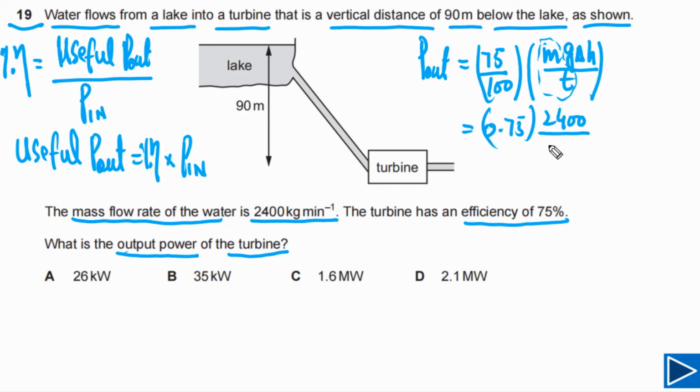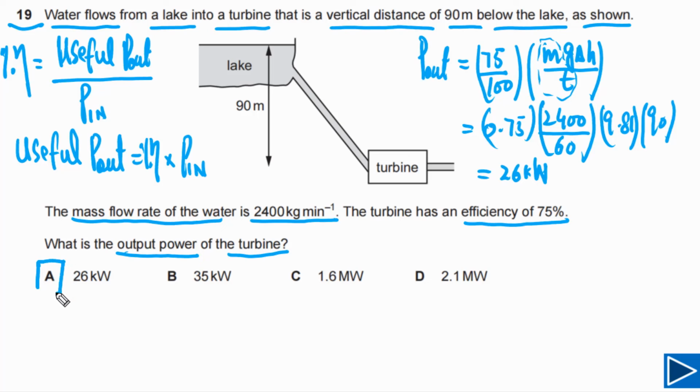m over t, we have to use SI units, so we have to divide by 60, meaning 1 minute has 60 seconds. So this is m over t. And g is 9.81 and the height is 90 meters. If we solve this, our final answer should be 26 kilowatts. So this will be our final answer, and for this question the final answer is A.